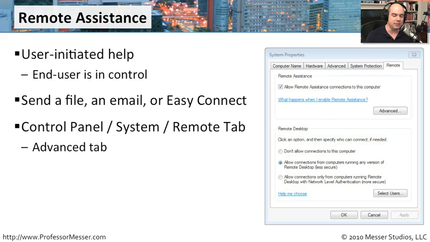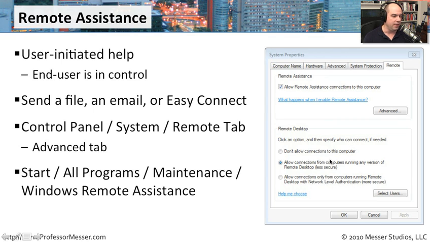Under the System, there's a tab for Remote. This is it right here. And you can see under Remote Assistance, you can allow remote assistance connections to this computer. And under the Advanced, we'll look at some of the configurations you can have in the Advanced. The other option we'll look at in just a moment is under Remote Desktop. And there's some nice remote desktop capabilities we'll look at in this video as well. If you go to Start, All Programs, under Maintenance is the Windows Remote Assistance, and that's actually how you would launch the Windows Remote Assistance functionality.